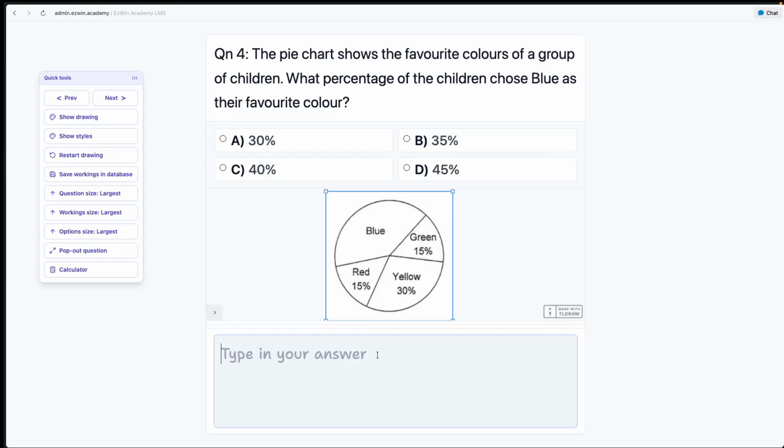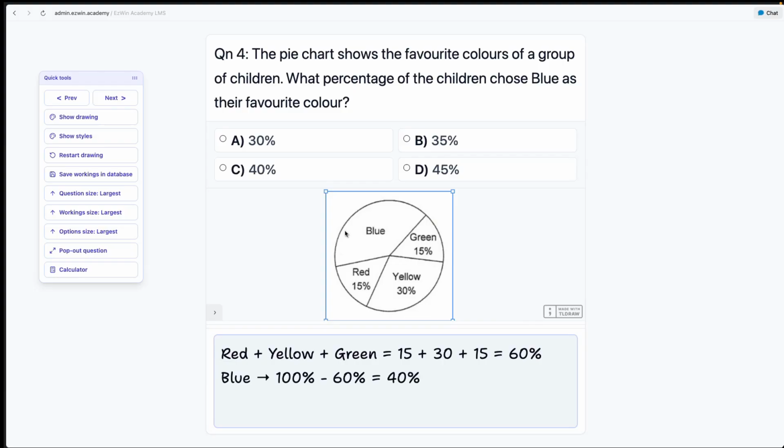So let's have red plus yellow plus green, and we calculate, right? So it's 15% for red, plus yellow is 30, plus green is 15, and this gives us 60%. Therefore, blue will be equal to 100%, which is the whole of the pie chart, minus 60%, and this will give us 40%. Right, pretty straightforward. So the answer to this is option number C, or 3 in this case.